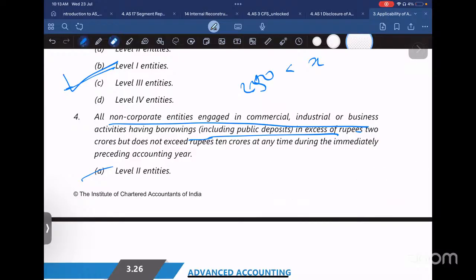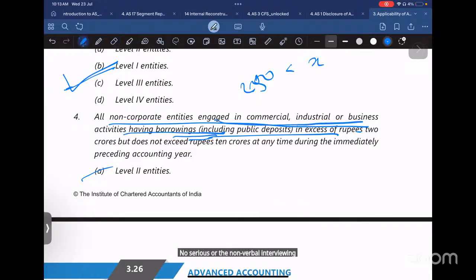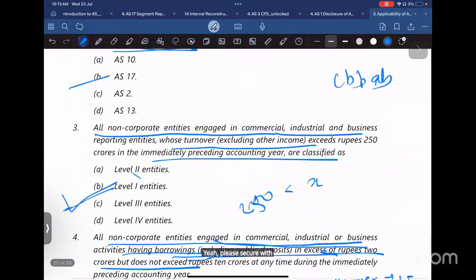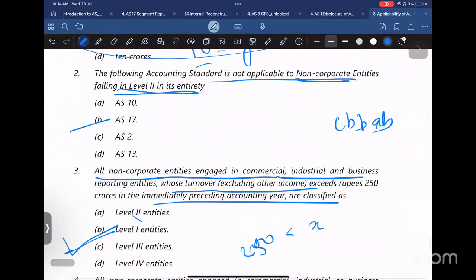For the non-corporate entities, including commercial business with borrowings, if the requirement is greater than 50 crore, it is level 1; 50 crore to 10 crore is level 2; 10 crore, sorry, 2 crore to 10 crore is level 3. In this case, the answer is level 3, option C.